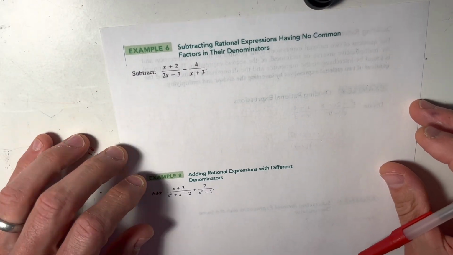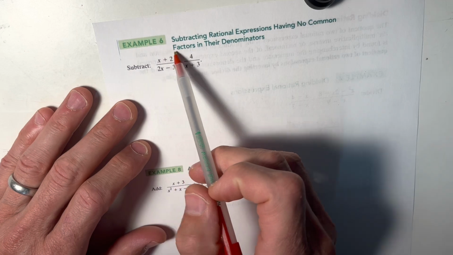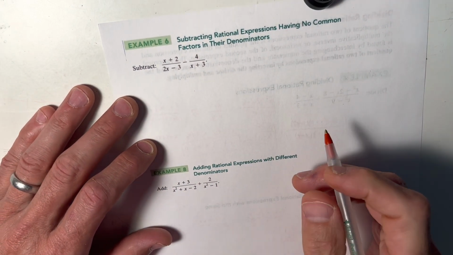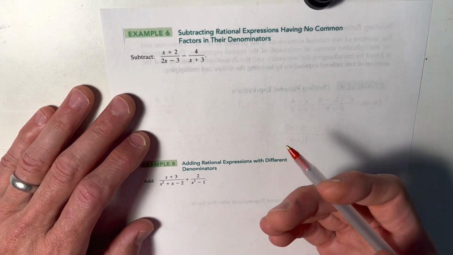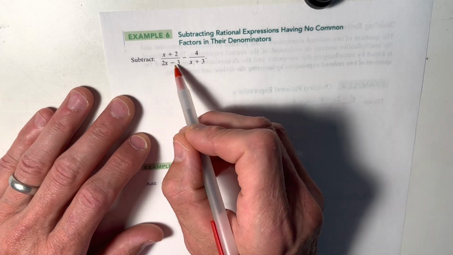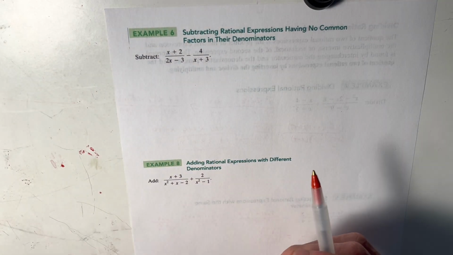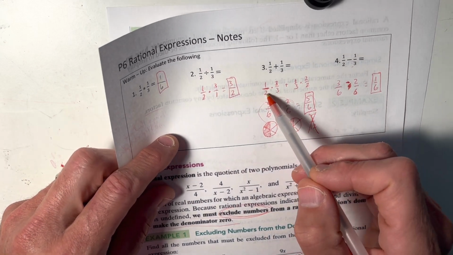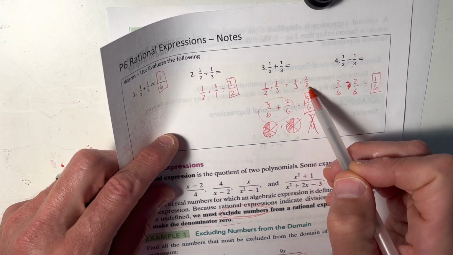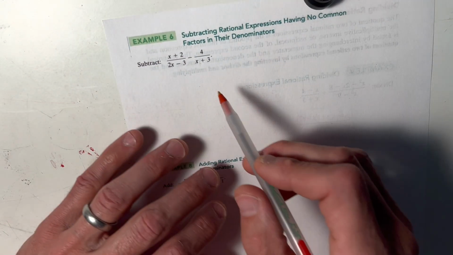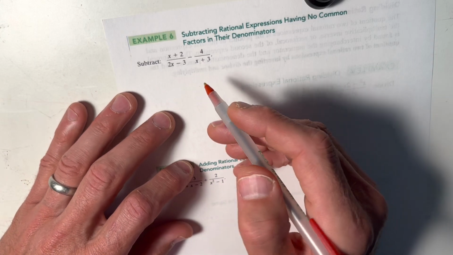Now is when it gets a little bit more complicated. So here we are at example 6, subtracting rational expressions having no common factors in their denominators. Now in this situation, we're going to have to make a common denominator. And the easiest way to make a common denominator is by multiplying the denominators together, just like I did in the warm-up, right? Here we had the denominators multiplied together, the 3 and the 2 were multiplied together. With algebra, we can do the exact same thing by multiplying the denominators together.